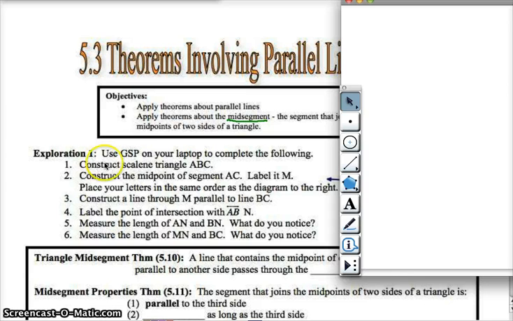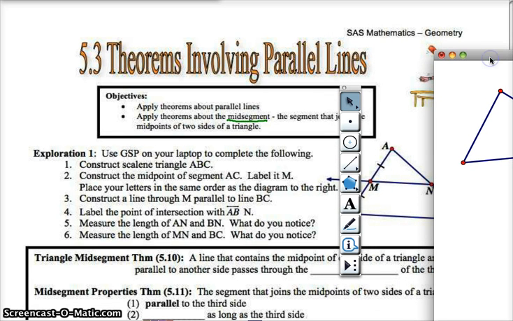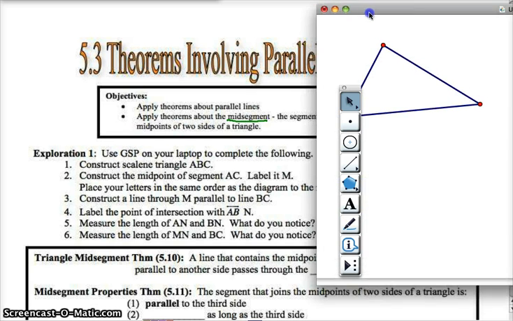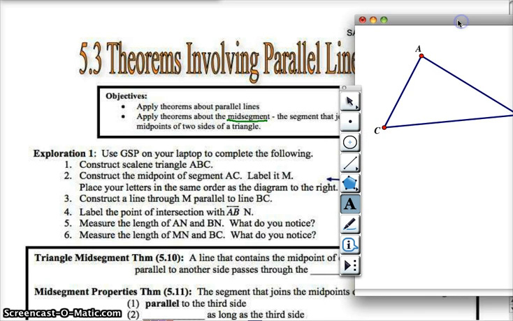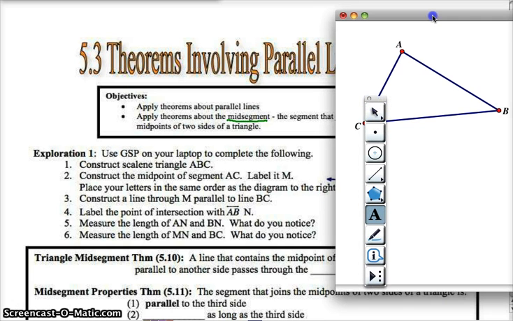Okay, so it says, construct scalene triangle ABC. I don't really know if this is going to be scalene or not, but I'm just going to guess, and I'm going to try to make my three sides look like they are different lengths. So here is triangle ABC. I'm going to try to label my parts the way the one to the right of these instructions is labeled. So it's A up here at the top, B on the right, C on the left. So I push my capital A, I go A first, B second, C is third. So now I have something that looks like that triangle.